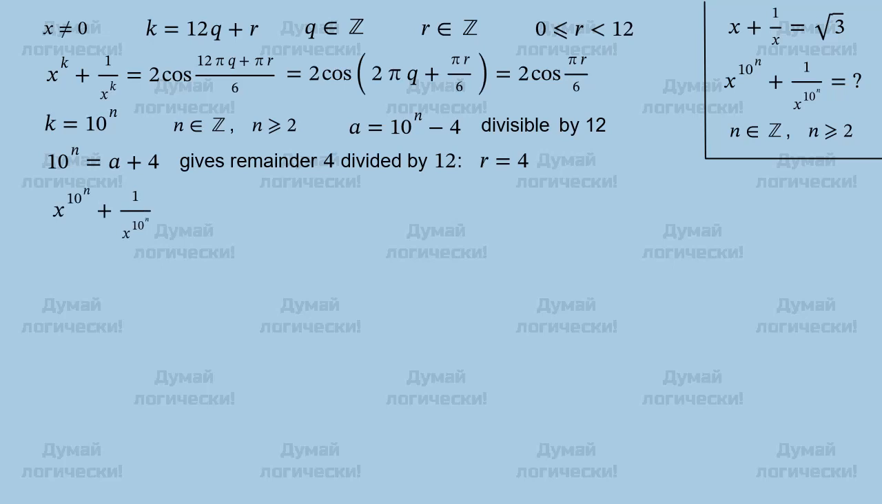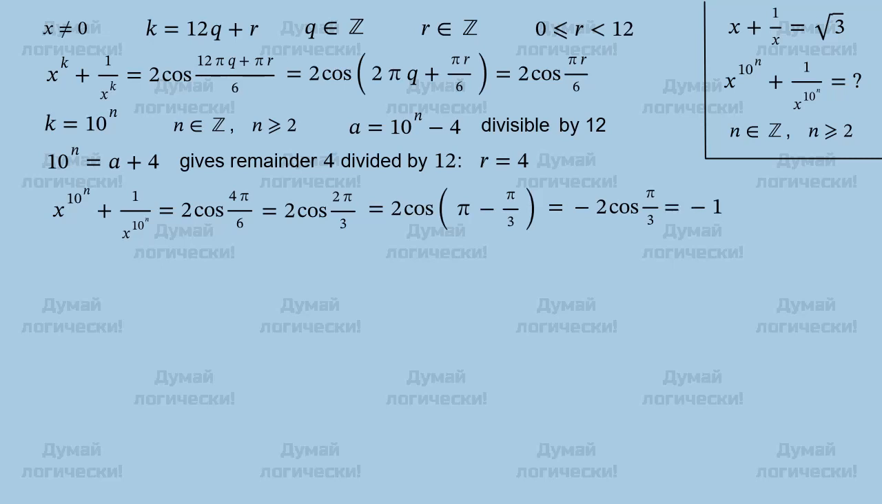2 cosine of 4 pi over 6, which is 2 cosine of 2 pi over 3, which in turn is 2 cosine of pi minus pi over 3, which, according to one of the reduction formulae for cosine, is equal to minus 2 cosine of pi over 3. But cosine of pi over 3, or cosine of 60 degrees, is a half. Therefore, the expression is equal to negative 1.